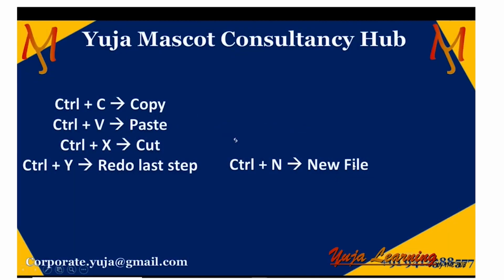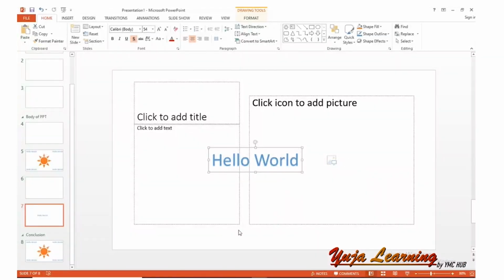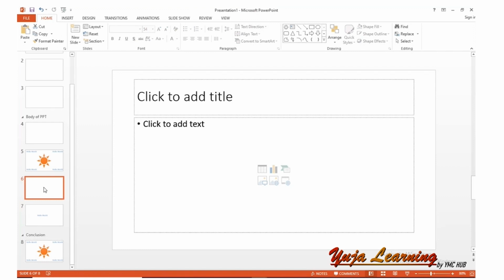Ctrl N is for a new file. We've already covered this piece. Ctrl M is for a new slide. So if I'm standing here and I press Ctrl M, a new slide would be created, which will be a copy of the previous slide's layout.